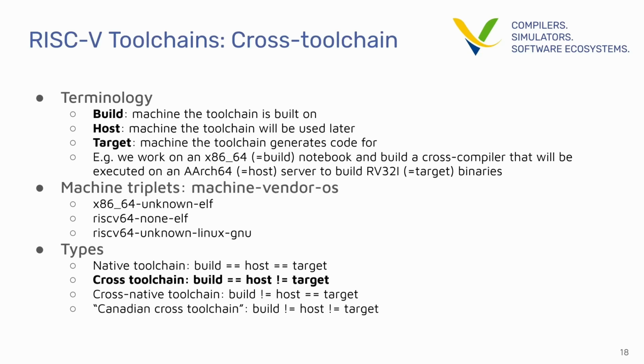There are different types of toolchains. A native toolchain would be if build, host and target machines are identical. A cross toolchain has build and host machine identical, but compiles code for a different target machine. A cross-native toolchain would be if the build machine would be different than the host, which would be the same like the target. So you basically compile a toolchain which can later be used as a native compiler. And finally, there is the Canadian cross toolchain, where build, host and target machine are different.